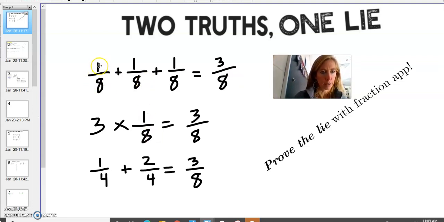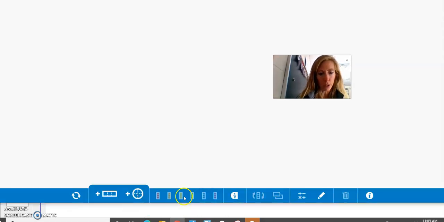First equation, I have 1/8 and another 1/8 and another 1/8. Is that going to be 3/8? Well, over here, I can use the fraction app to help myself figure this out. Or I could just prove the lie with it. But let's say I don't know if that's a lie yet.